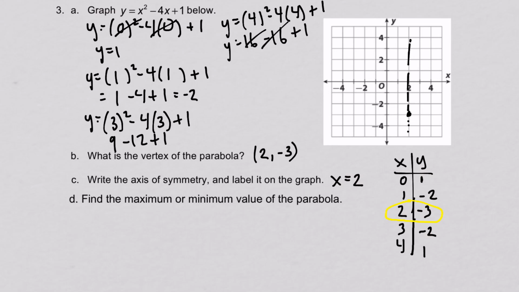So I'm going to go ahead and graph those points. 0, 1 is right here. 1, negative 2 is right here. I need to really mark these points so you can see them clearly. 2, negative 3 is already there. That's the vertex. 3, negative 2 is right here. And 4, 1 is right here. And so I connect those points to make my parabola.